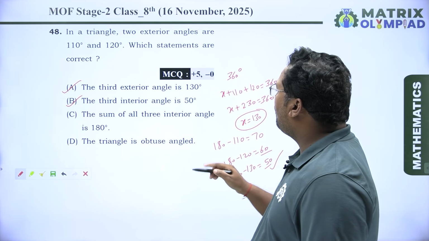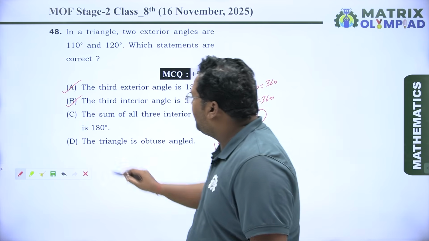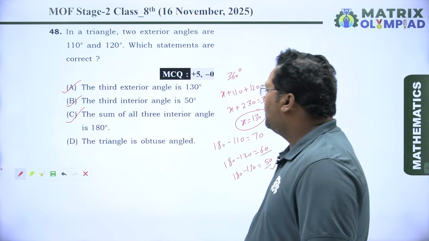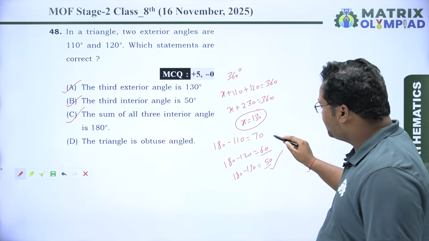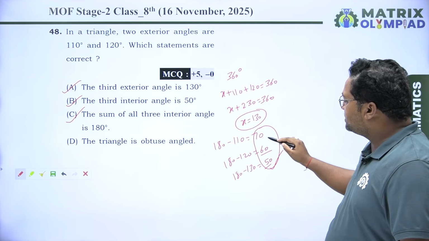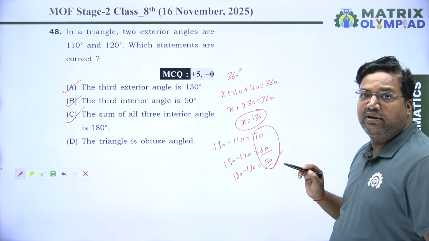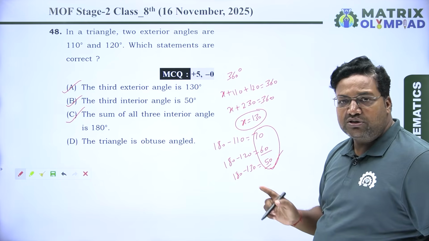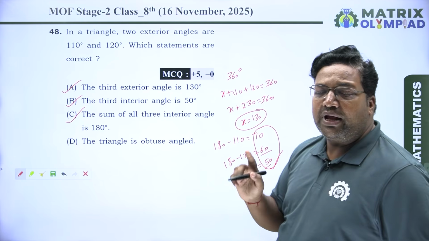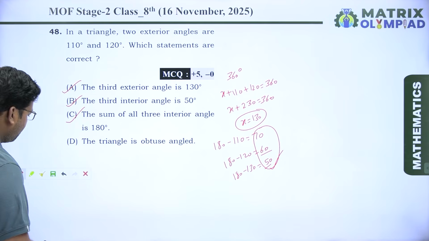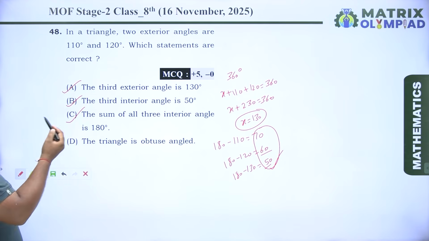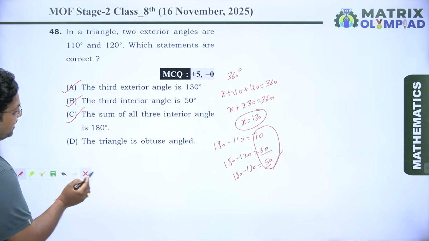Third is the sum of all three interior angles is 180 degree. Yes, it is also true. Next is the triangle is an obtuse angle triangle. Here you can see all interior angles are 70 degree, 60 degree and 50 degree. All angles are acute angles. So this triangle is an acute angle triangle. So it means option D is a false option. So our answer is A, B and C. Now coming to the next question.